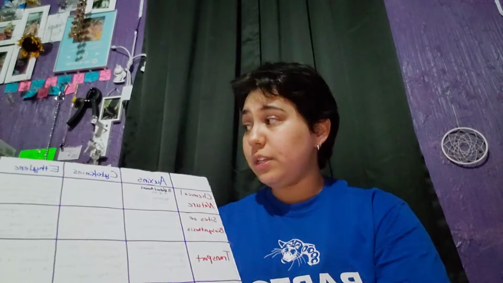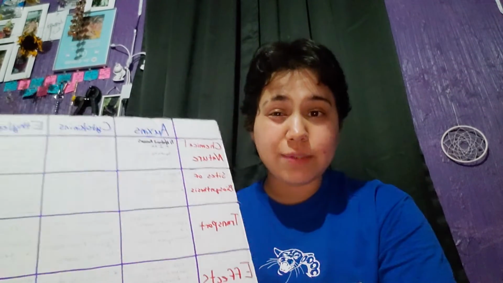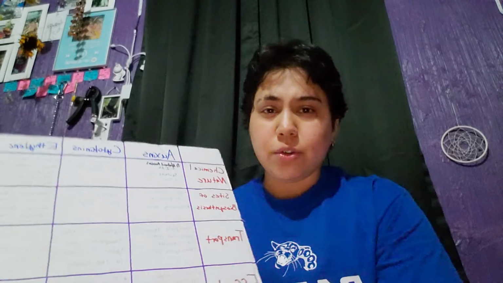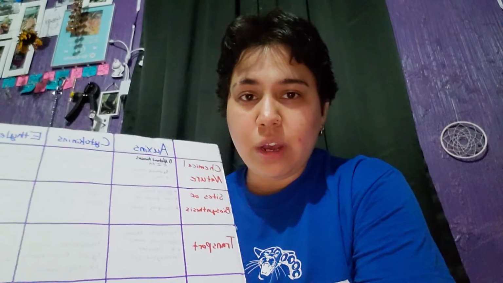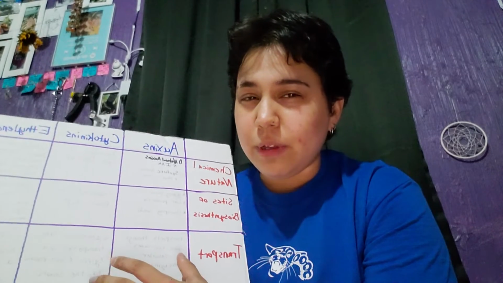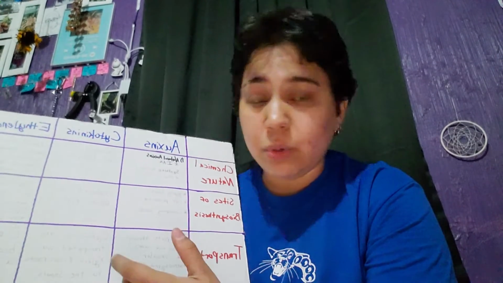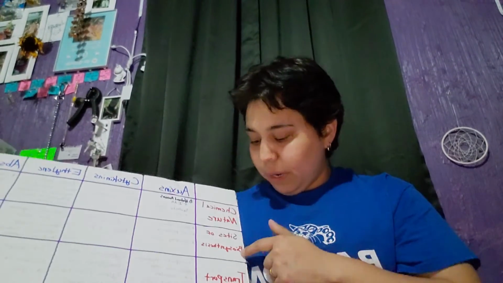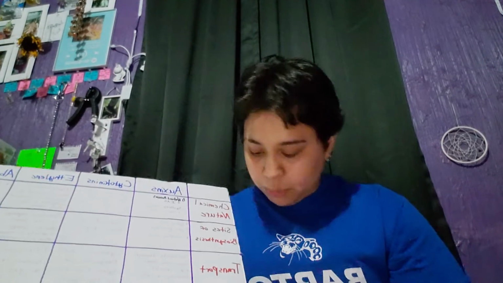Alright, this video is for my plant hormones quiz for botany. Okay, so the first question is to draw a table with the major groups of plant hormones and their chemical nature, their sites of biosynthesis, how they're transported, and the effects they have on the plant.